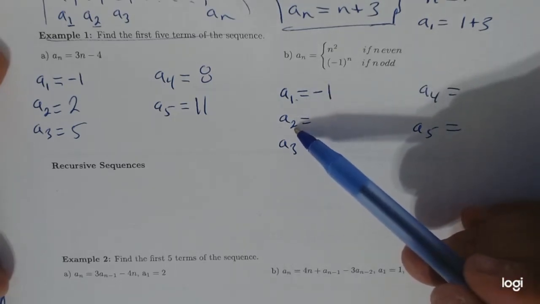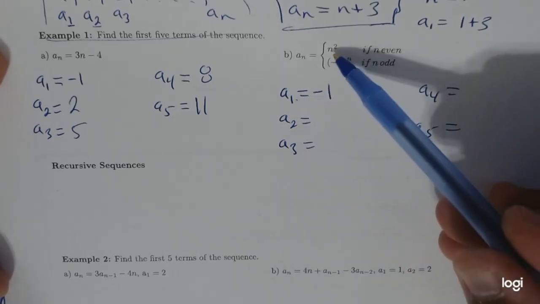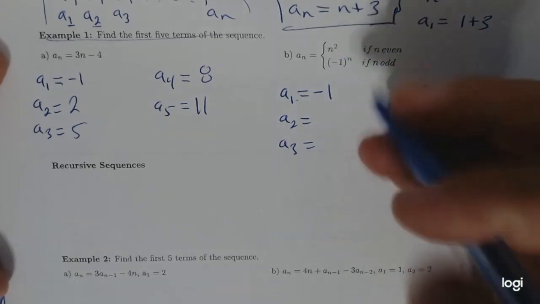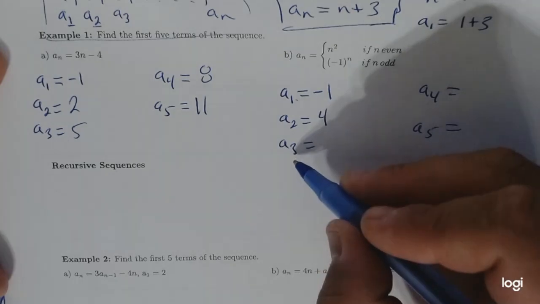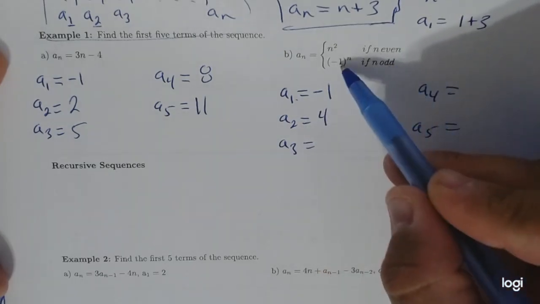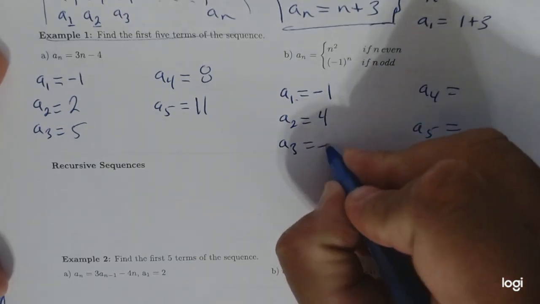Let's go to the next one, a sub 2. That means n is 2. That's even, so 2 squared gives you 4. Then 3: n is odd, so it'll be negative 1 to the third power. That's going to be negative 1.